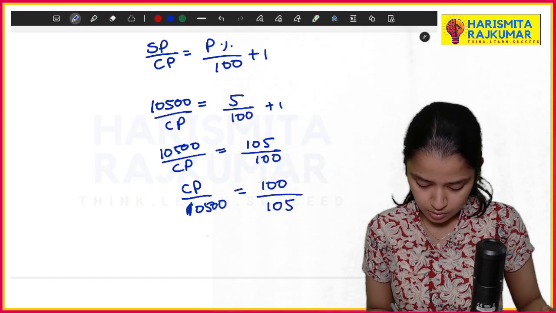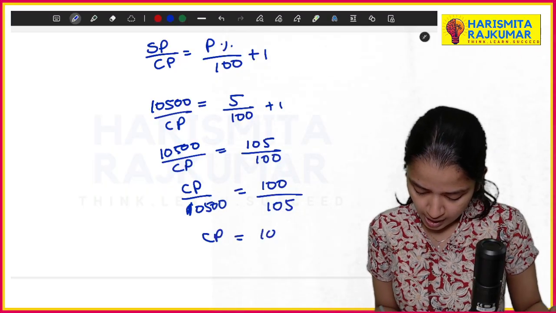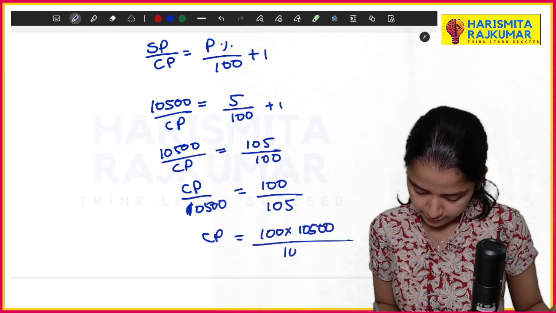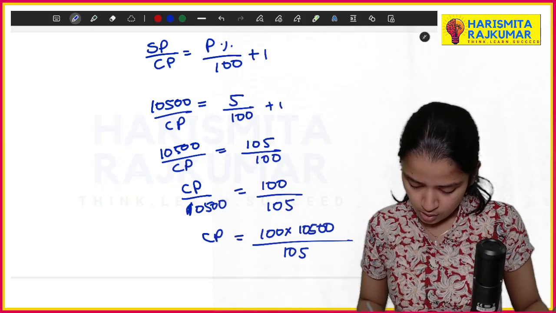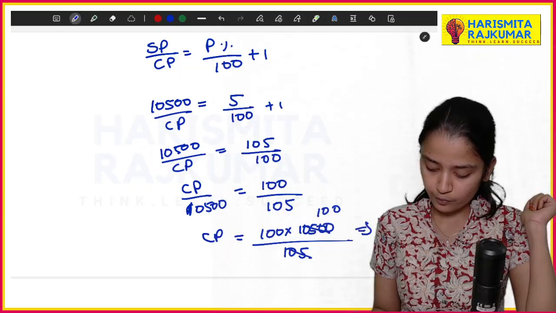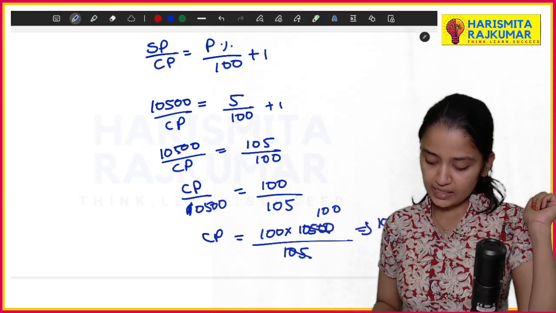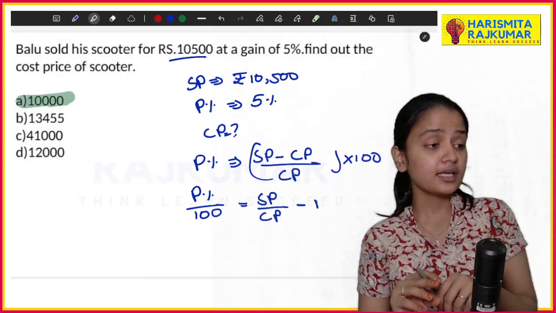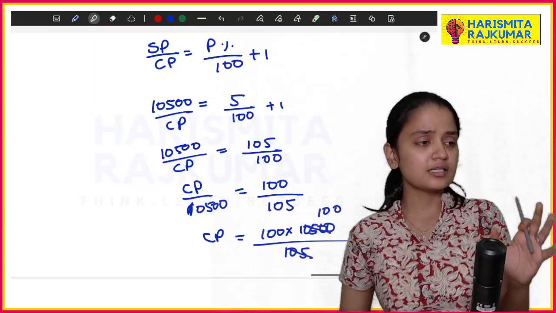So I'm taking this to the other side. So CP is equal to 100 into 10,500 by 105. So basically I have got rupees 10,000. So rupees 10,000 is what he paid for the scooter. Now I hope this is really simple.